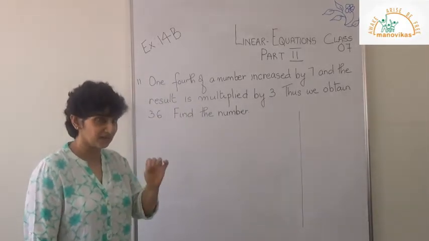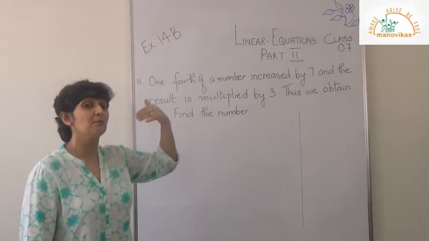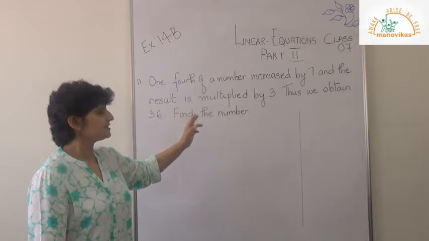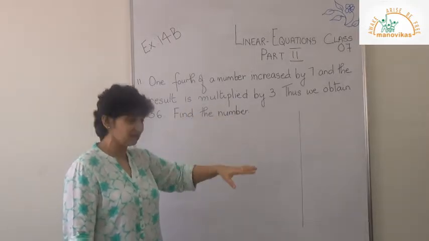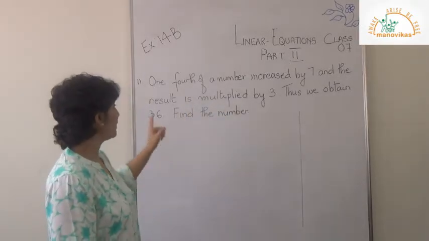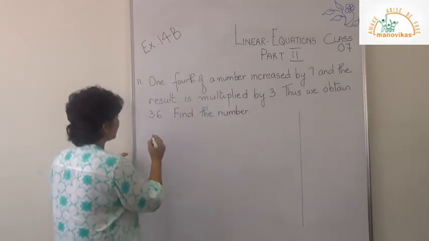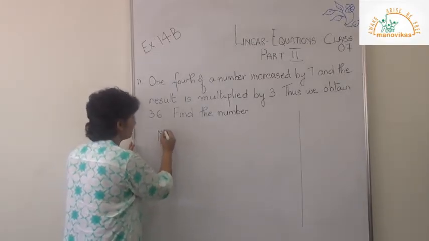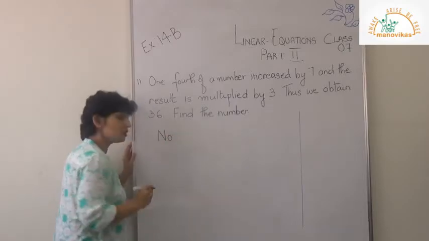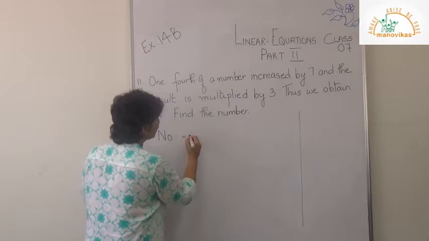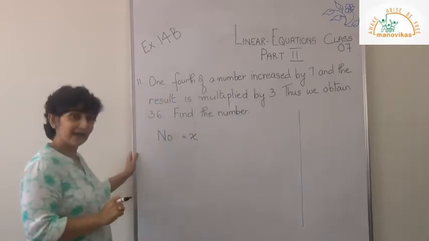1/4 of a number increased by 7 and the result is multiplied by 3. Thus, we obtain 36. Find the number. So, from yesterday we've been doing this. By now you know how to do it. So, let your number be equal to x.